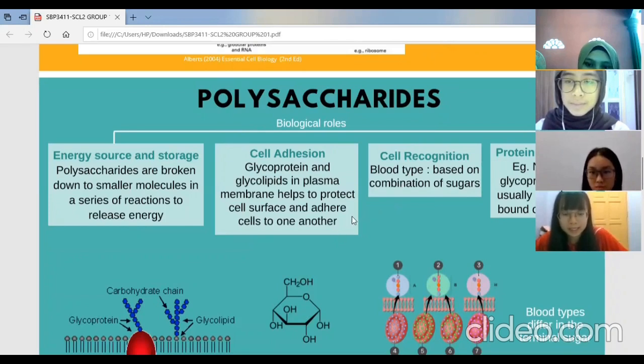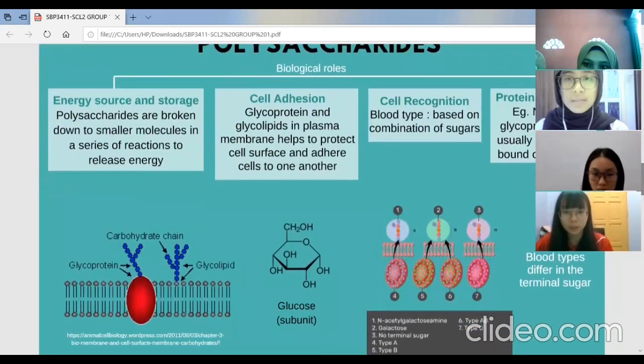Okay, third, the cell recognition. Glycolipids on the cell membrane of red blood cells can help us in the recognition of blood types. So we can recognize the blood type basically based on the combination of sugars. It is shown by the diagram below, where the blood type can be determined by the different combination of sugars.